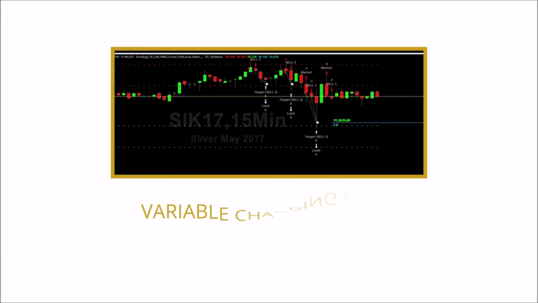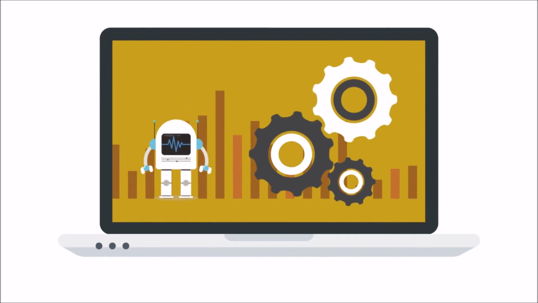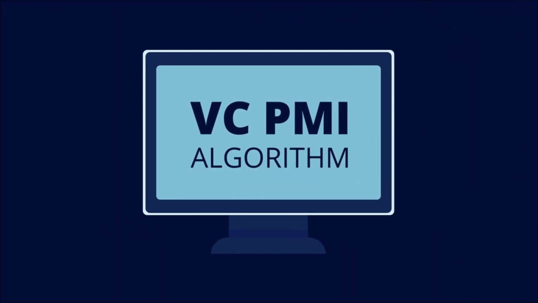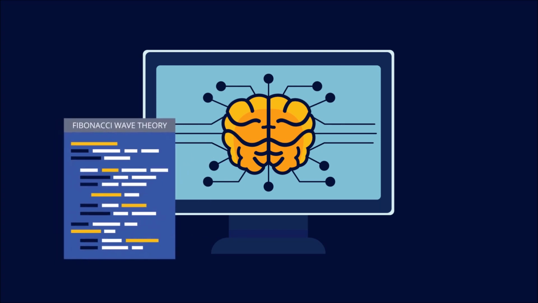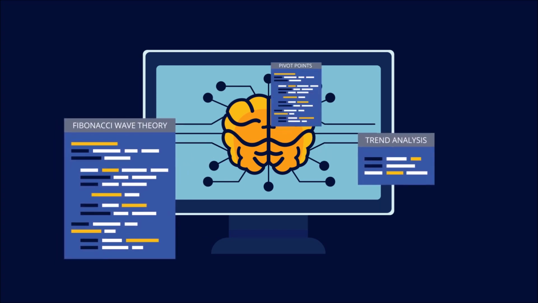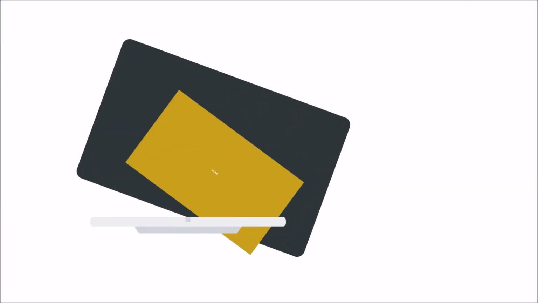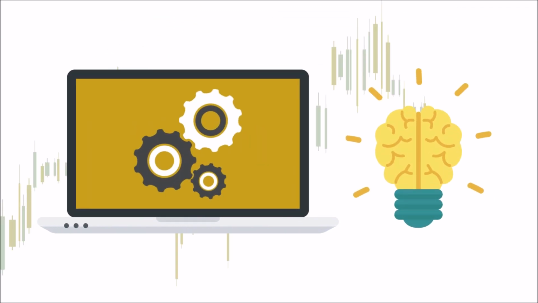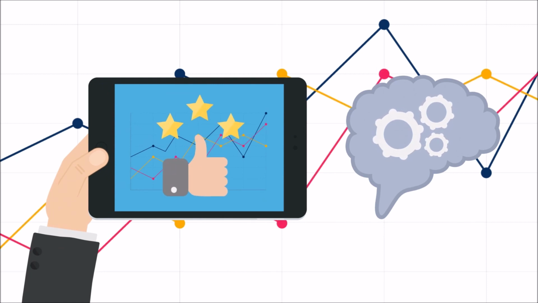Our Variable Changing Price Momentum Indicator, VC PMI, is an automated AI trading system developed and tested over a decade. The VC PMI algorithm is based on age-old vortex mathematics combined with Fibonacci wave theory, trend analysis, pivot points, and several other widely accepted financial analytical methods. The VC PMI can help you take emotions out of your trading and rely on simple mathematics to predict future trends in financial markets. This approach will make your trading more effective, consistent, and profitable.